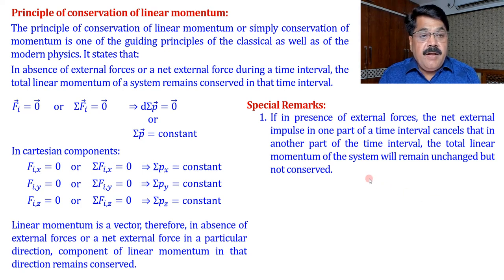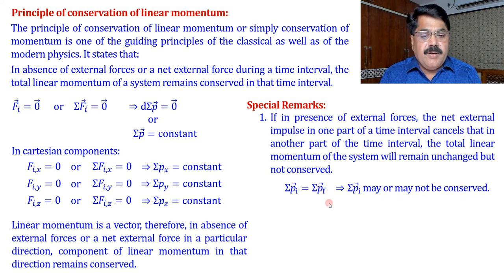but mathematically we can use it just like conservation of momentum while solving problems. So what we can write here, a very important idea: summation Pi is equal to summation P final. It means that if total initial momentum is equal to total final momentum, it does not imply that momentum is necessarily conserved. Here, summation Pi may not be conserved, because from the initial instant to the final instant, momentum may change.